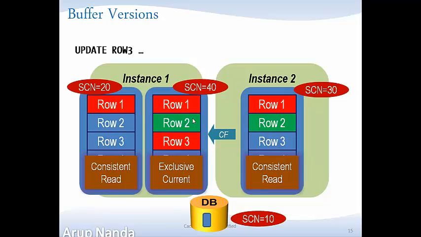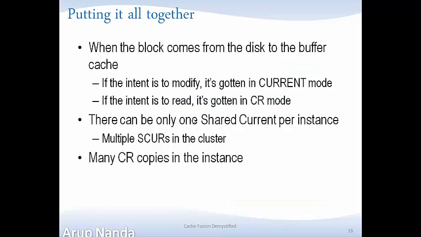See how that thing is called consistent read? So you understood 3 important concepts. Concept number 1 is that the SCN number is attached to the version of the block, and the block is either called a consistent read copy or an exclusive current copy, or sometimes a shared current copy. You'll see what that means afterwards.